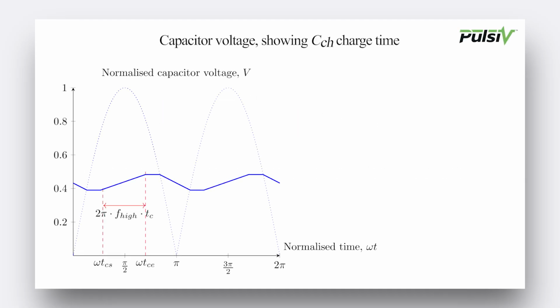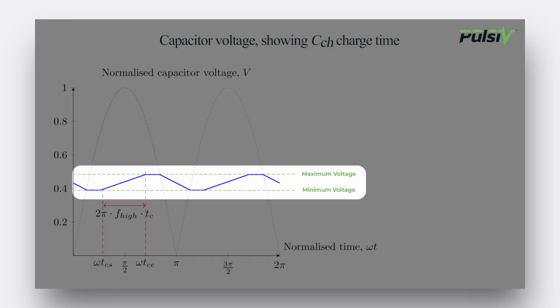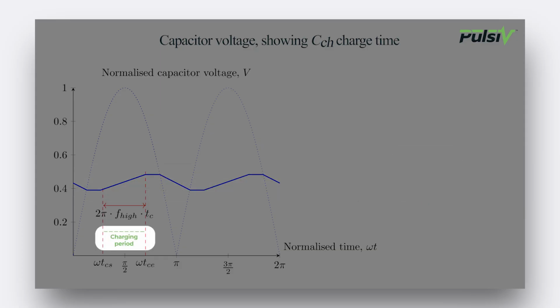In the Pulsiv Osmium architecture, the function of the switch and the inductor is to provide sufficient charge to ensure the storage capacitor is charged from its minimum to maximum voltage. During the charging period, the inductor should operate in discontinuous current mode.